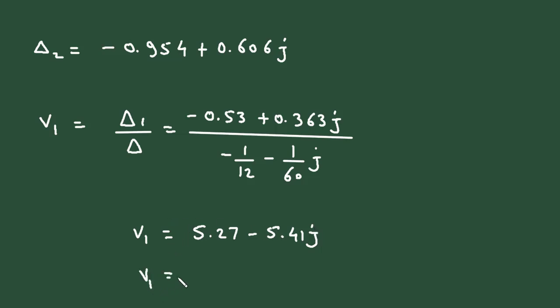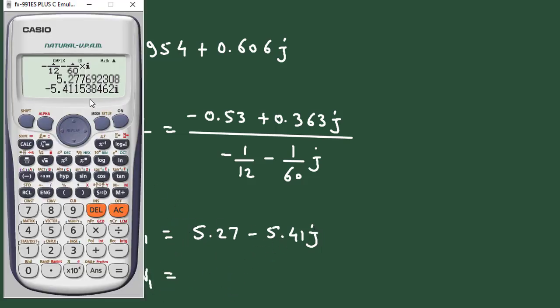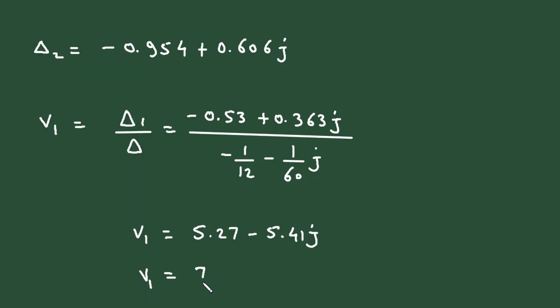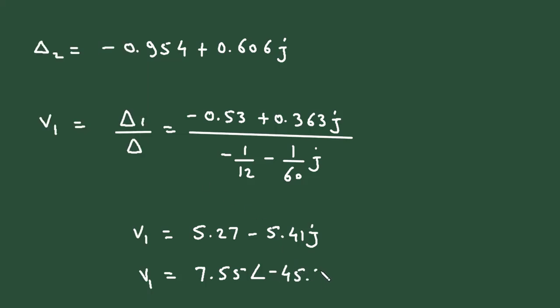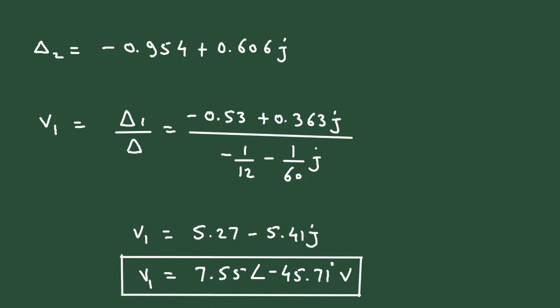Now this answer is in rectangular form. In polar form this will be, shift to 3, so it is 7.55 at an angle minus 45.71 degree volt. So this is the answer for V1.